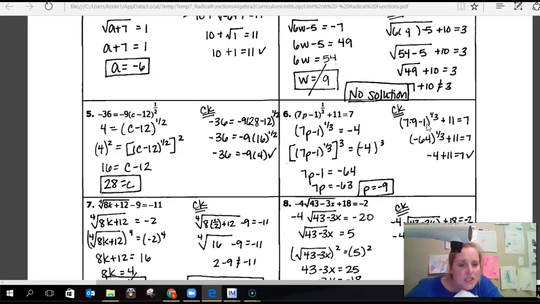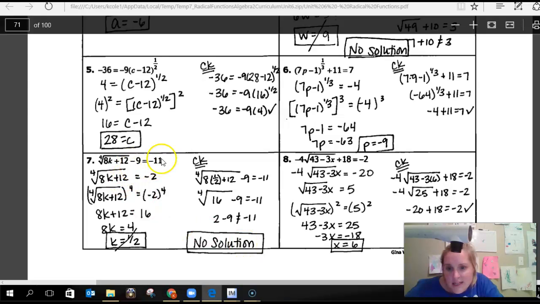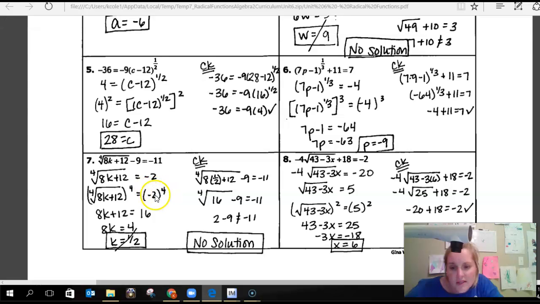You can see that she did her steps all right here together. 7 times negative 9 is negative 63, minus 1 is negative 64. To the 1/3 power is taking the cube root of that, which is negative 4, plus 11 gives you 7. So that checks. If we look at number 8, they add 9. They're going to raise both sides to the 4th power. Then they are going to subtract 12, divide by 8. Their answer is 1/2. When you plug it back in, it does not check.